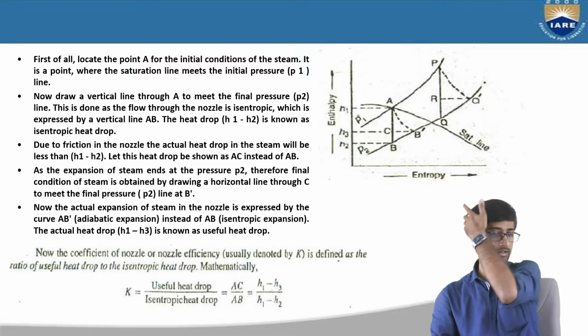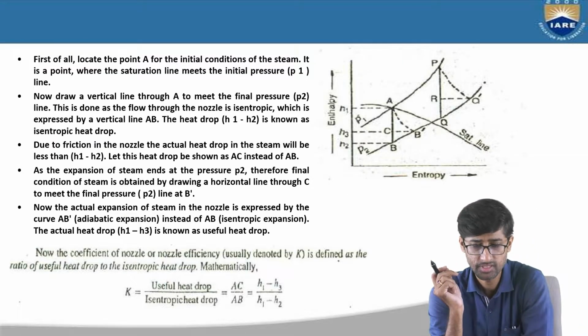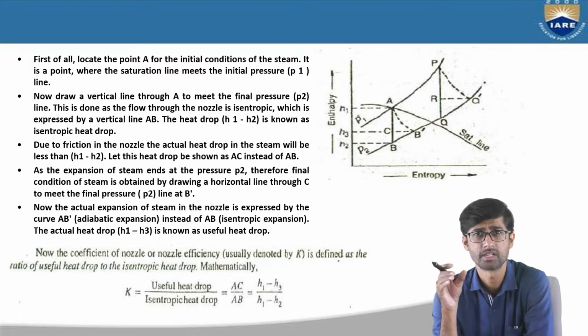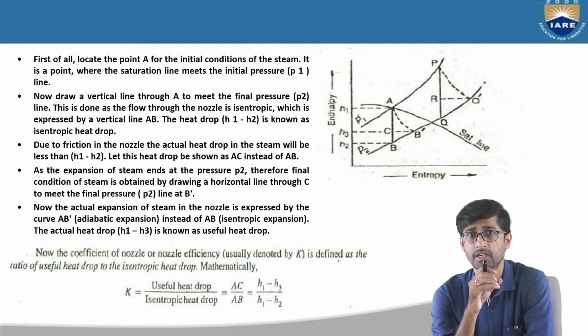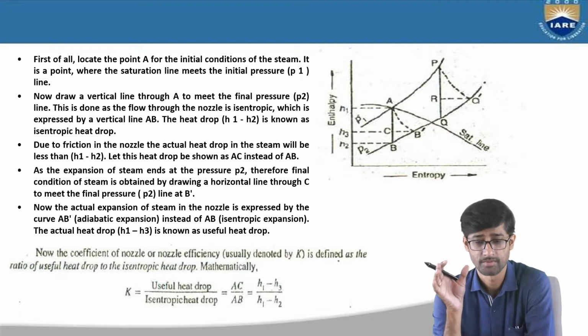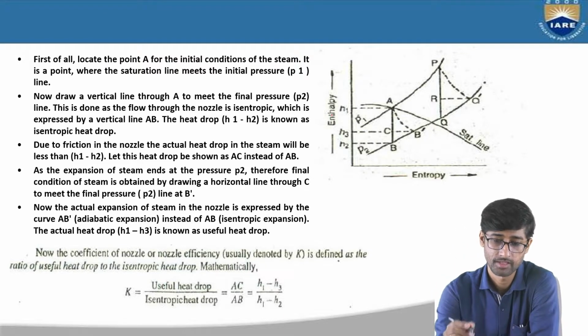Now let us draw a Mollier chart. When the steam is passing through the nozzle, definitely there will be a pressure drop or enthalpy drop in the steam due to the friction between the nozzle surface and the flow of steam, right? So this is the HS diagram, enthalpy and entropy. This is a pressure line, and definitely there will be a pressure drop.